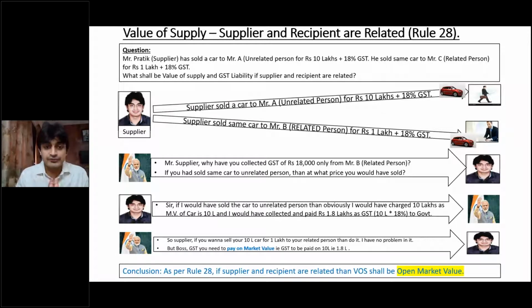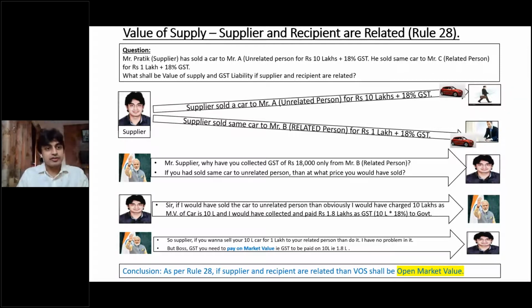So the conclusion is what? If the supplier and recipient are related persons, what is the value of supply? Not the transaction value. Value of supply is the open market value of the goods or services. So this is our first point of Rule 28. Whenever the supplier and recipient are related, we cannot use the Section 15 transaction value. We have to go for Rule 28.